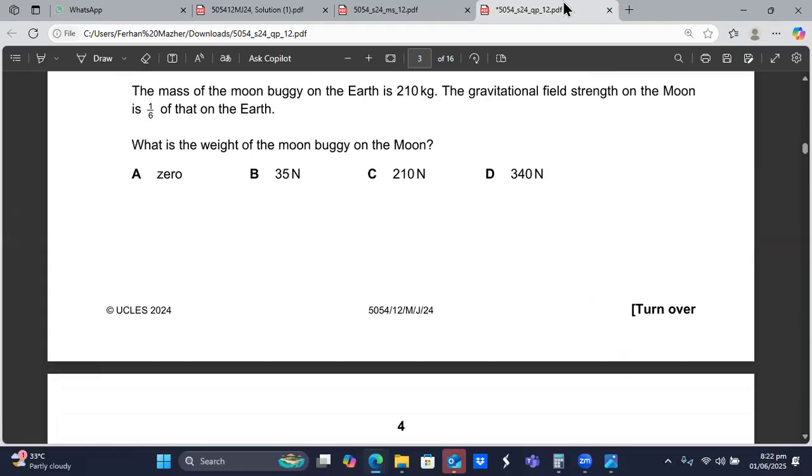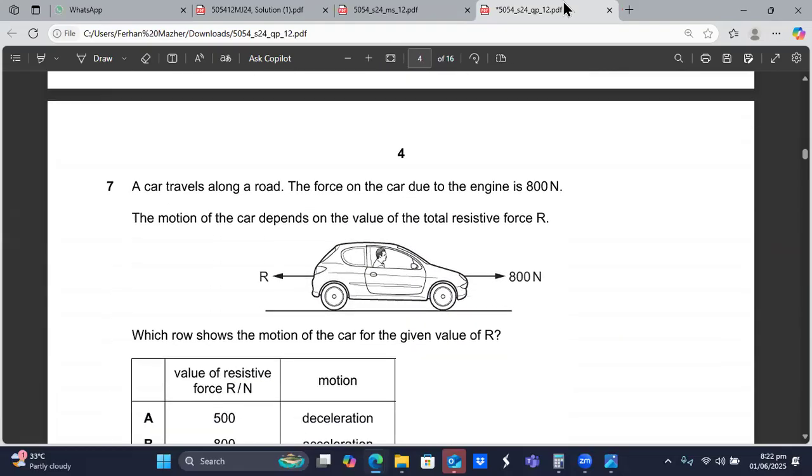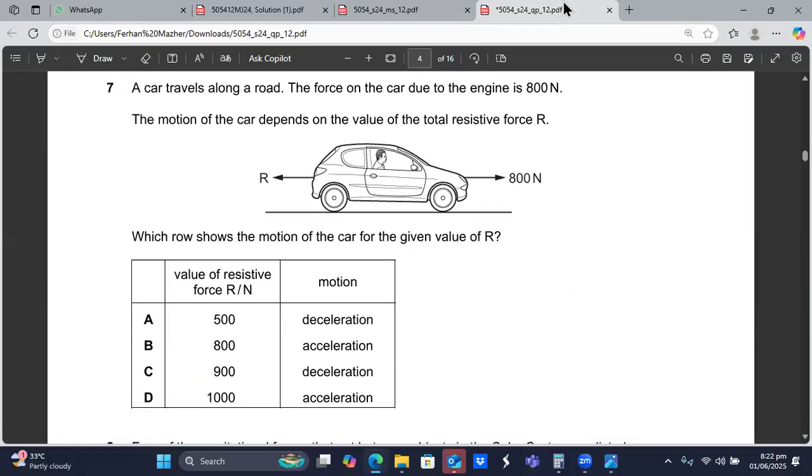Okay. So then we have question number 7 showing up on your screen. A car travels along a road. The force on the car due to the engine is 800 Newton. The motion of the car depends on the value of the total resistive force R. Which row shows the motion of the car for the given value of R? So you see, the value of the resistive force is given. The forward force is 800.